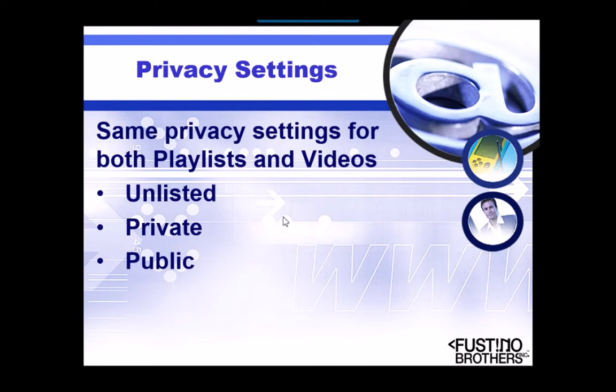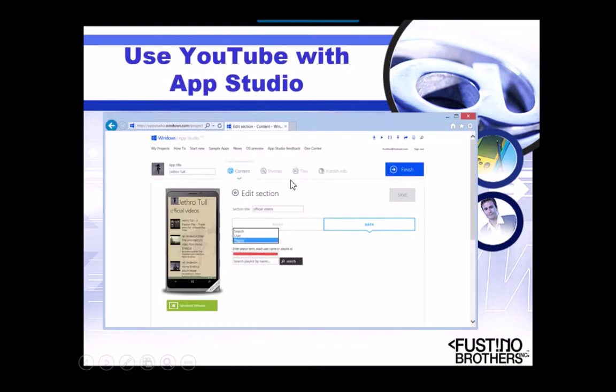There's a private setting as well, and that's used primarily if you want to email folks to invite them to view your videos. Public, of course, everybody will be able to see it. So those are the three levels, and all three of those privacy settings apply for both playlists and videos.